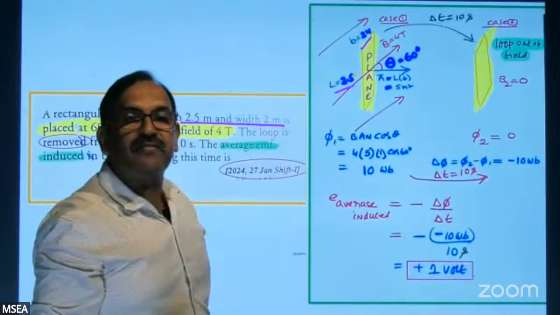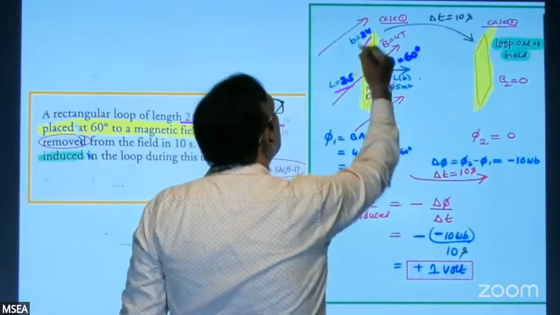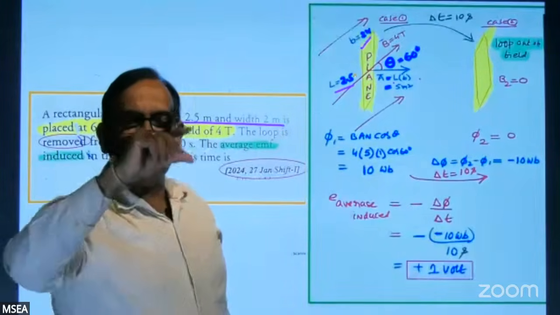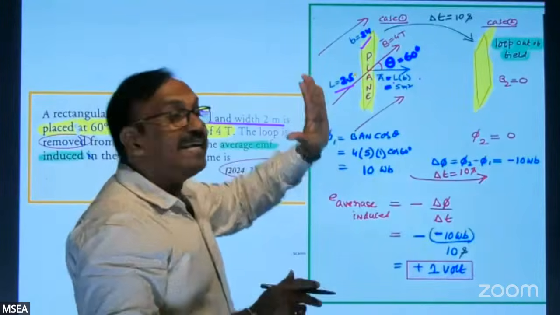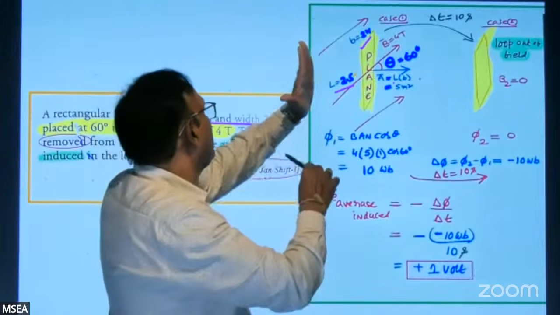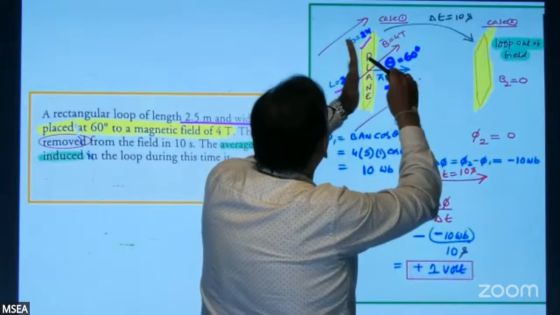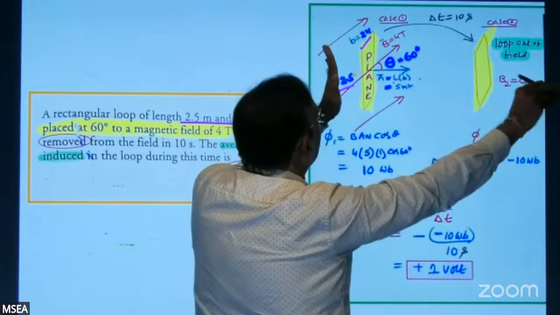From that, what is the first thing we do? We calculate the area. Area is the product of length into breadth, 2.5 into 2, 5. The moment you know L and B, calculate the area of that rectangular strip, 5 meters square. And the area vector is always perpendicular to the plane. Yes, we discussed, perpendicular to the plane. So this is the plane of this one. The area vector is perpendicular to the plane like this.